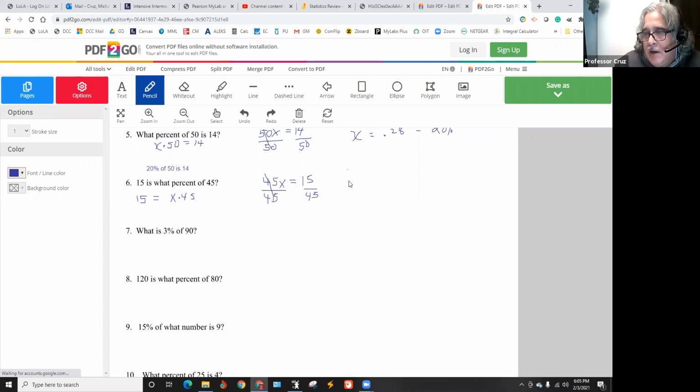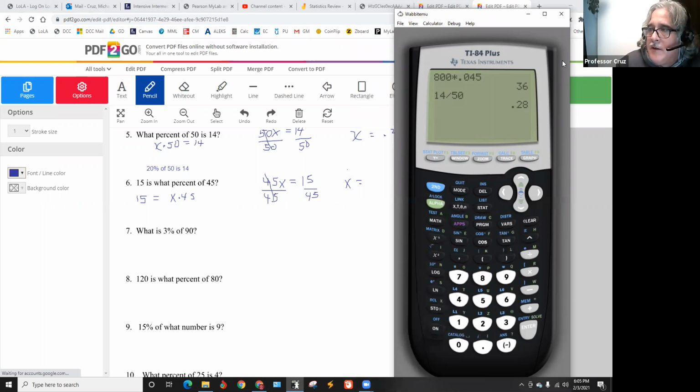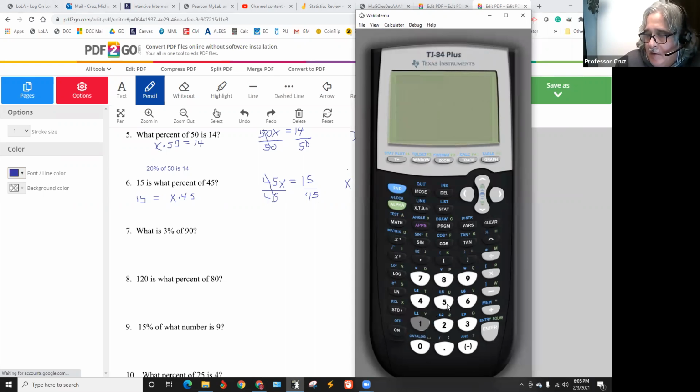So that means x. And what happens when you do it? Let's look at it. I know that that's 1/3, but they want to know a percent. So how can we handle that? All right, let's look at it here. All right, 0.33333.